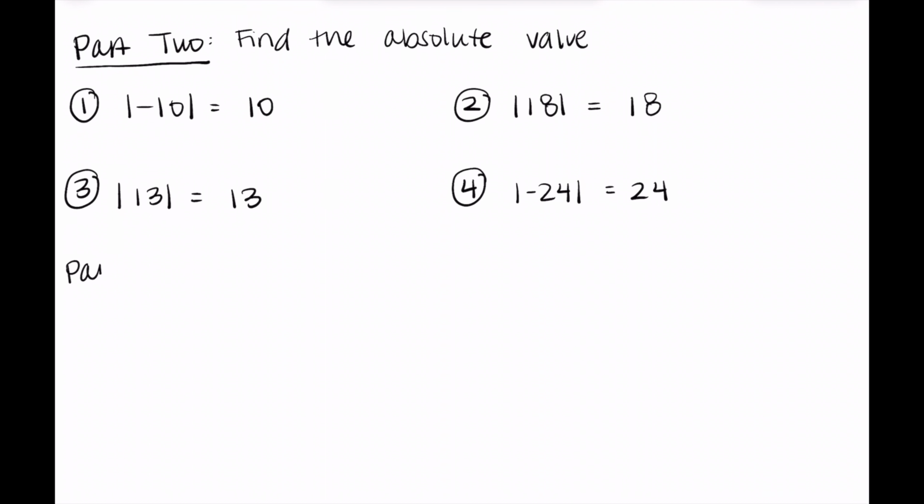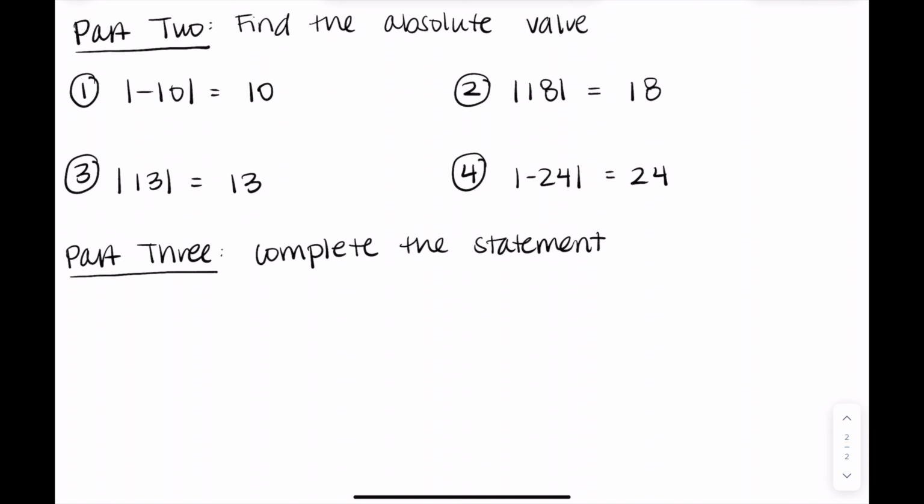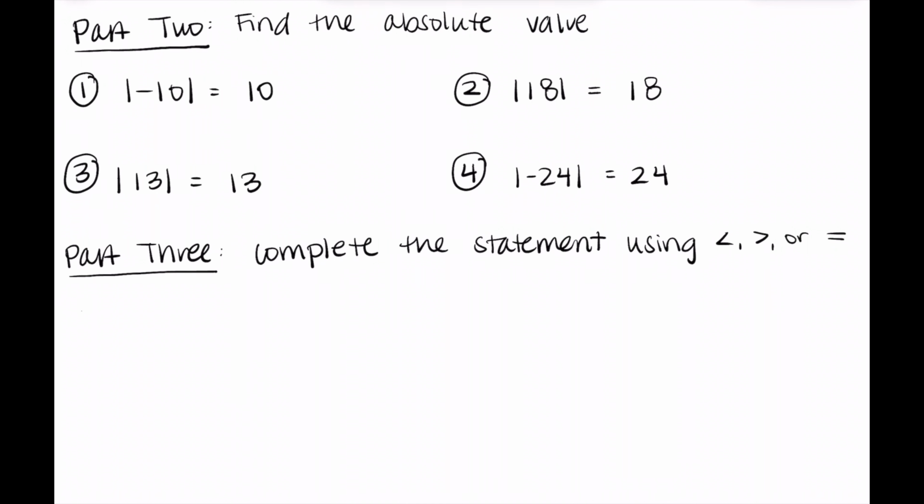Now that we've gone through the first two parts of our practice questions, let's get into part 3, our final part. In this part, our directions say to complete the statement using either less than, greater than, or equal to signs. So we're going to be comparing two absolute values here. So for number 1, we have the absolute value of negative 4 compared to 7.